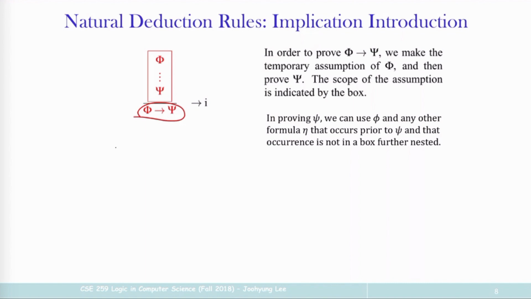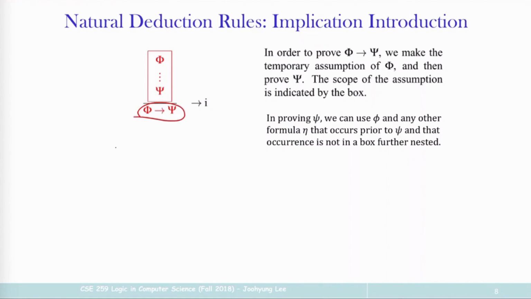This box is like a programming routine. When you write a program, some programming languages allow you to nest functions. The functions can be inside another function and so on. So this box actually tells us the scope of the validity of this formula. Roughly speaking, when you open the box and write phi, this phi is only true inside the box. So you temporarily assume that phi is true, and then you try to derive some conclusions using phi and also some other formulas.